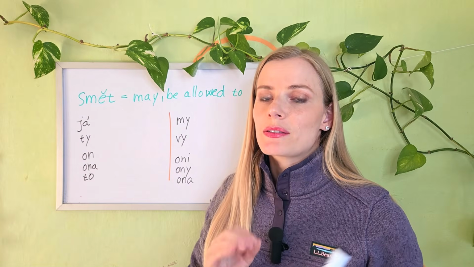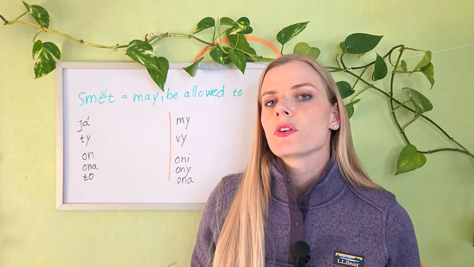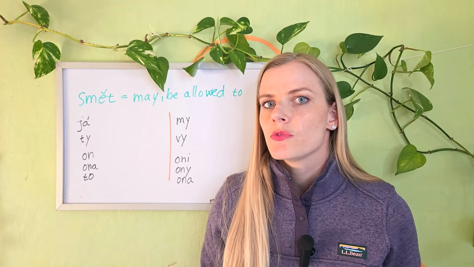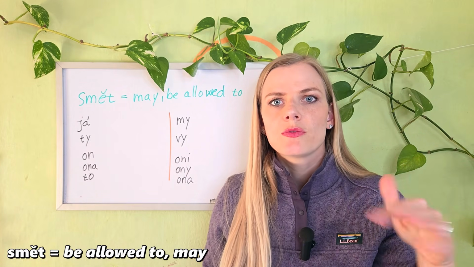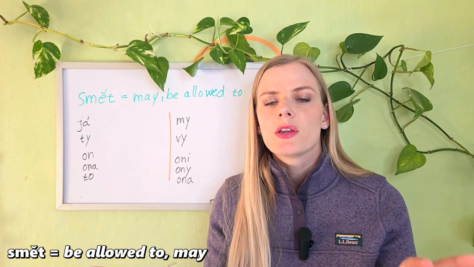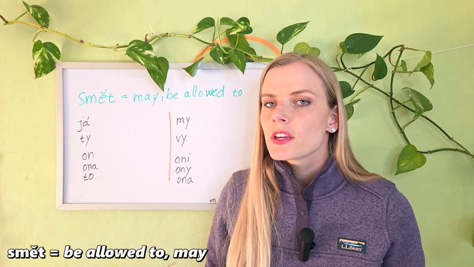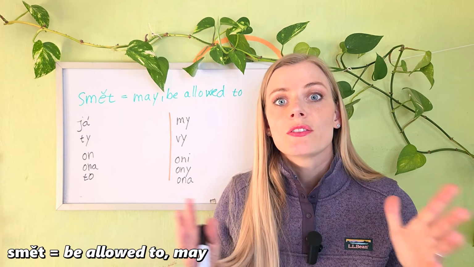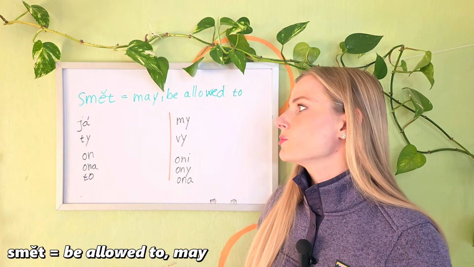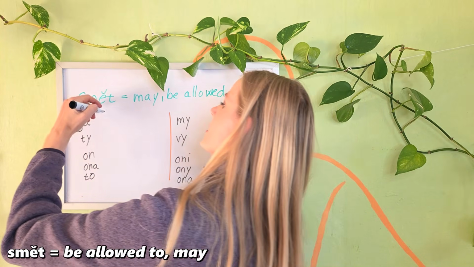The next verb is smět, which is to be allowed to or may. If we use it in its affirmative form, it's very formal. So maybe if you have a list of rules about what you may and may not do, you could have this verb, but in conversations it's very rare. Maybe in the past, maybe 50 years ago. So let's see how to conjugate it. It's green group, so it's just like musím, the same endings.